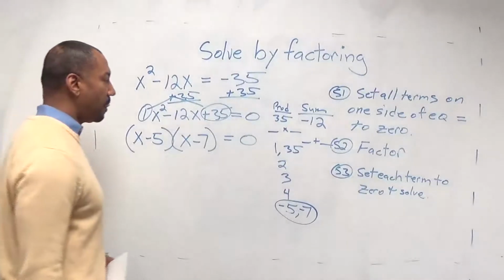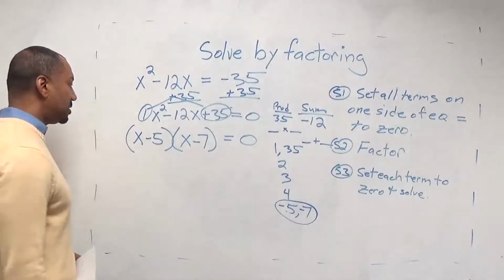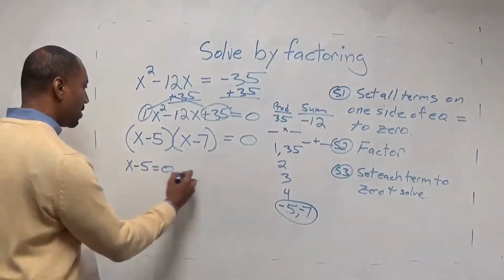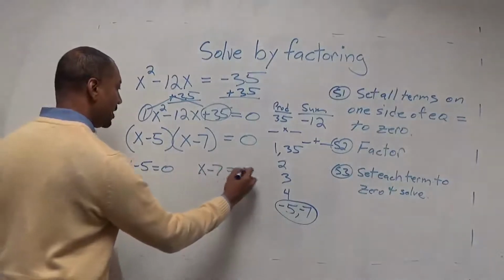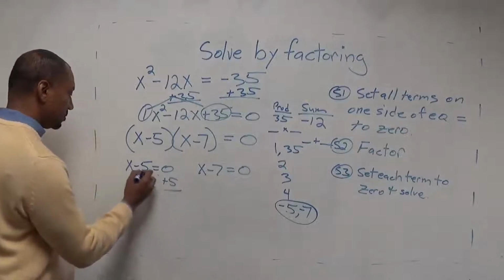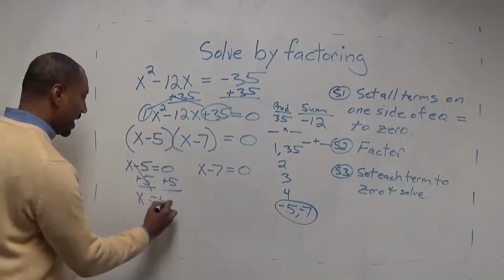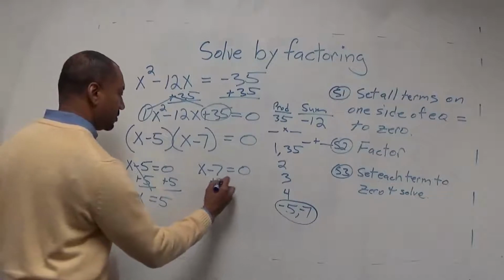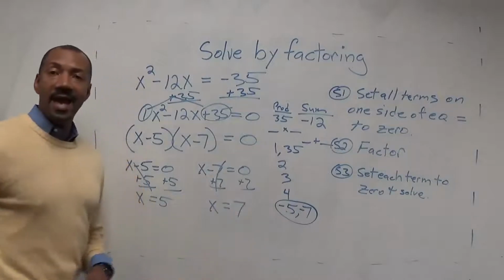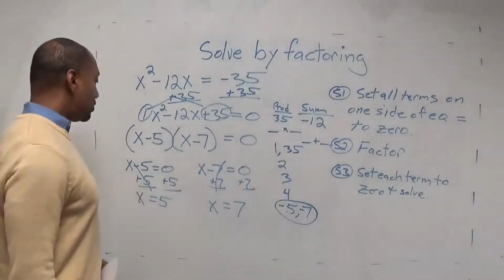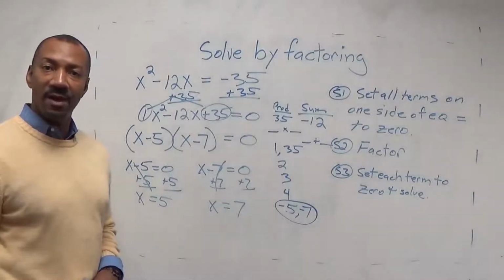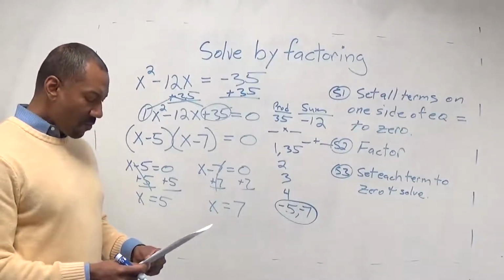So step 3, we'll set each term equal to 0. So let's do the first one. x minus 5 equals 0, and x minus 7 equals 0. And if we solve, looks like x is equal to 5, and x is also equal to 7. All right, I hope that's what you have as well. I think we've got time for one more.